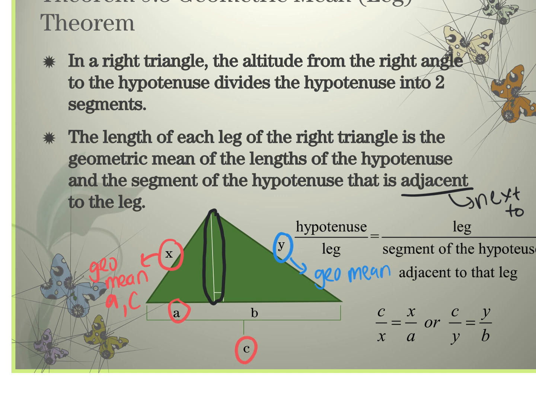Now, which segment of the hypotenuse, which piece, is adjacent to y? B, very good. So it's going to be B, and then again, we use the whole thing on the bottom. What was the whole thing on the bottom? B and C, okay?